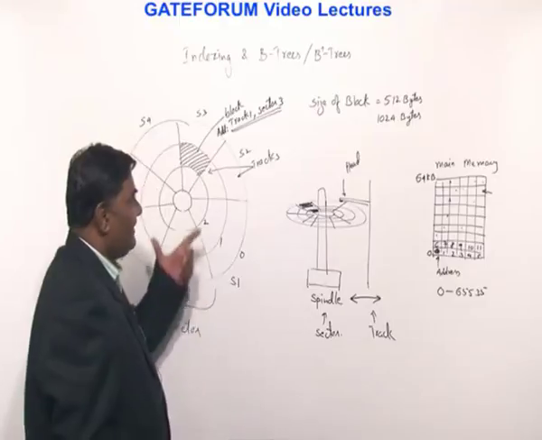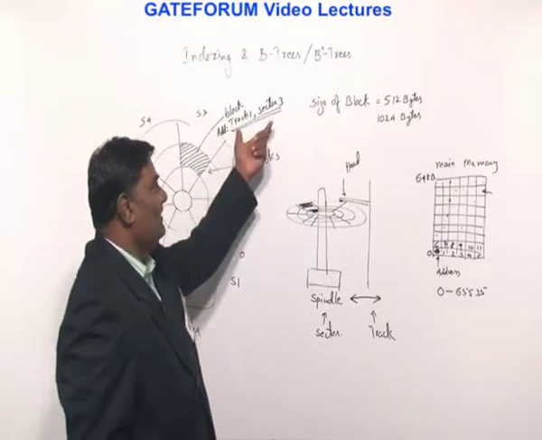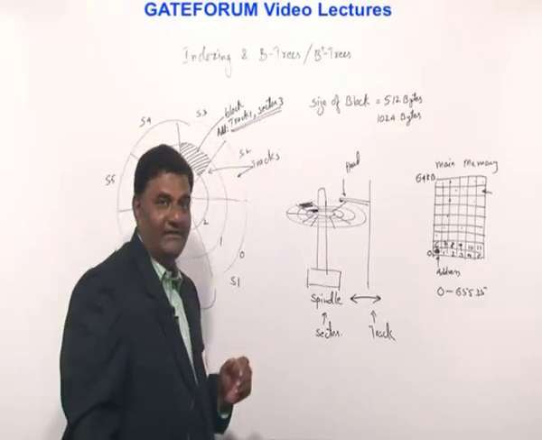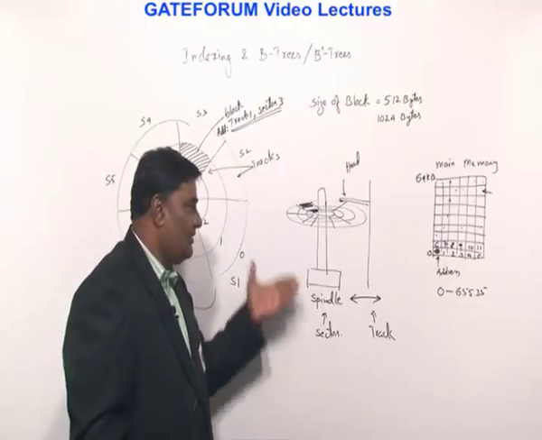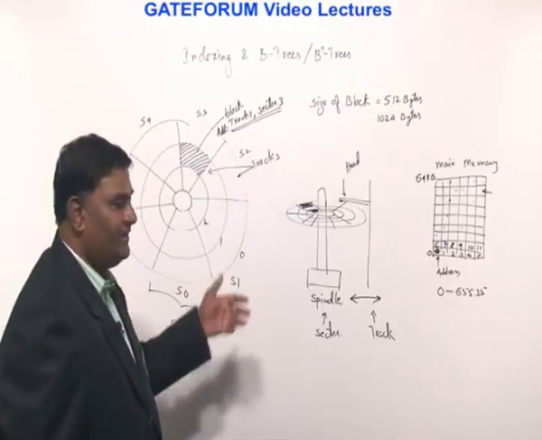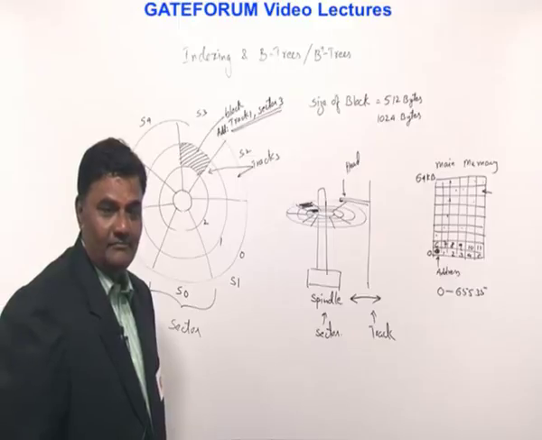But on the disk, it's a vector because it is of two values, that is a track and sector. Two values are there. So the address of a block is given in terms of track and sector.